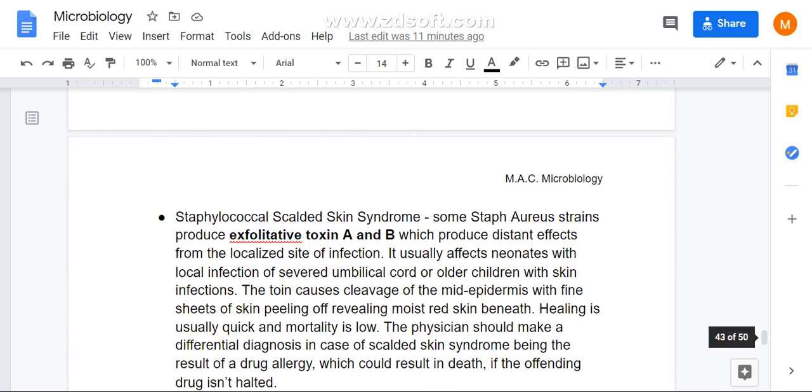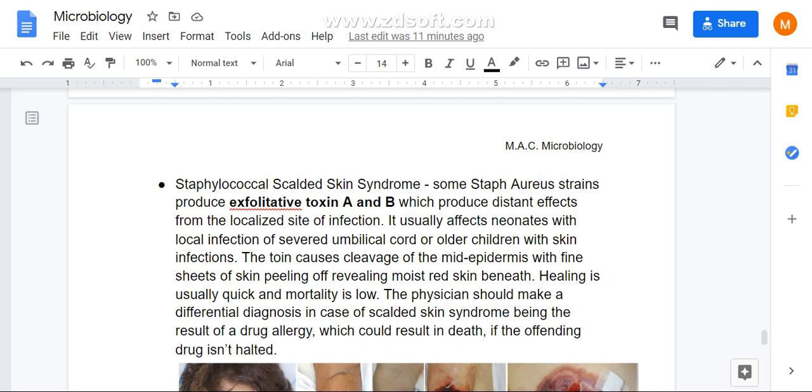Okay. Next disease is staphylococcal scalded skin syndrome. Some Staph aureus strains produce exfoliative toxin A and B, which produce distant effects from the localized site of infection. It usually affects neonates with local infection of the severed umbilical cord or older children with skin infections.